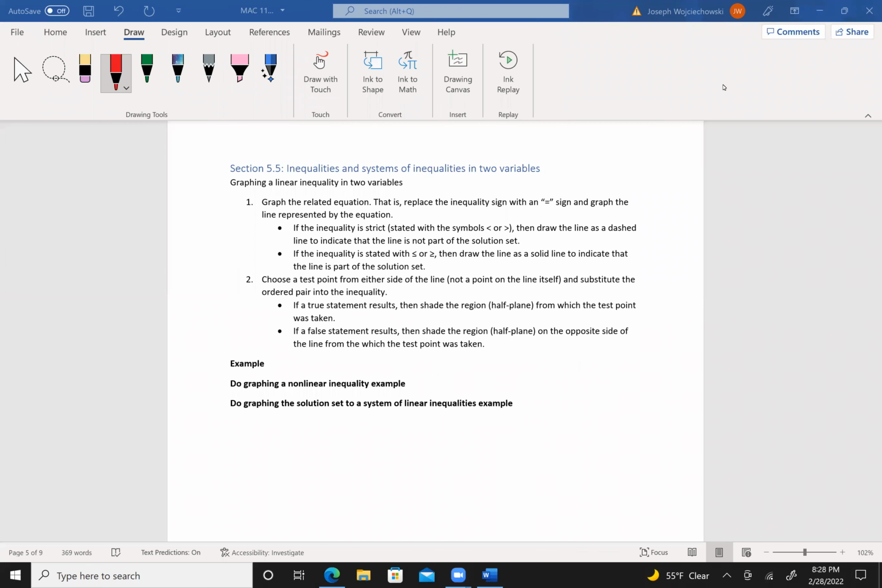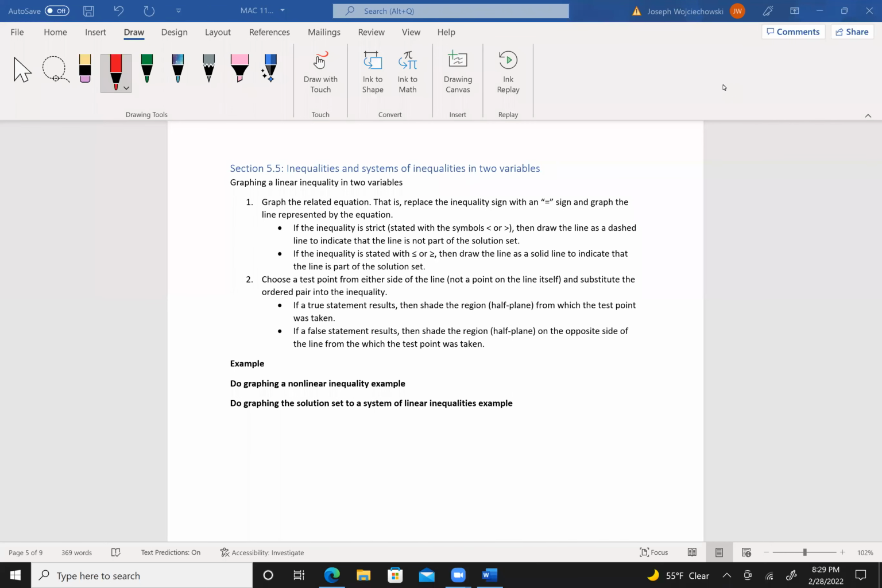Okay, so today we're going to look at section 5.5, inequalities and systems of inequalities in two variables. So we're going to be graphing an inequality, or linear inequality, in two variables. First thing to do is graph the related equation. That is, replace the inequality sign with an equal sign and graph the line represented by the equation.